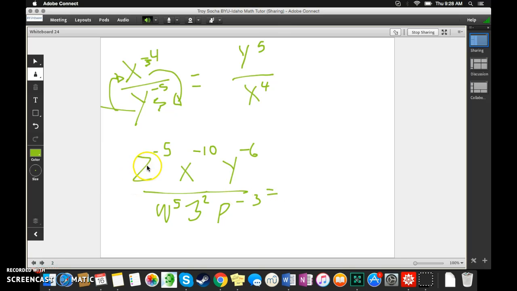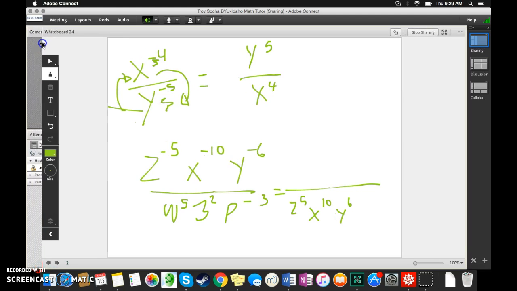And how I usually do it is I start on the top and move everything down that needs to go down. So I say, okay, well, z to the 5th, that needs to go down because it's negative. X to the 10th, so this is the bottom of our fraction bar, x to the 10th has to go down because it's negative. Then y to the 6th has to go down because it's negative. It doesn't matter what order we put this in because multiplication is commutative, which means it doesn't matter the order.